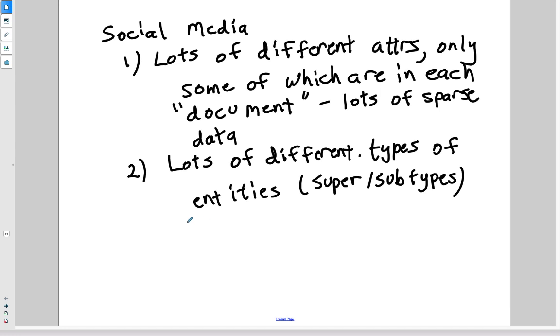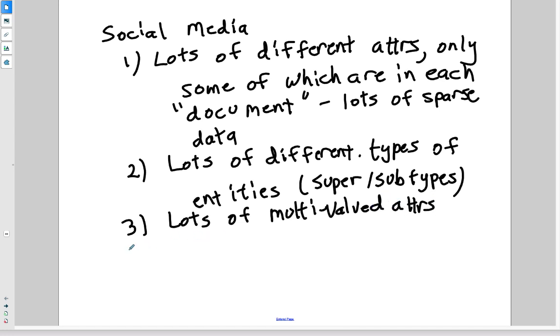Okay, lots of multi-valued attributes, say like comments or keywords or tags, I'll say.